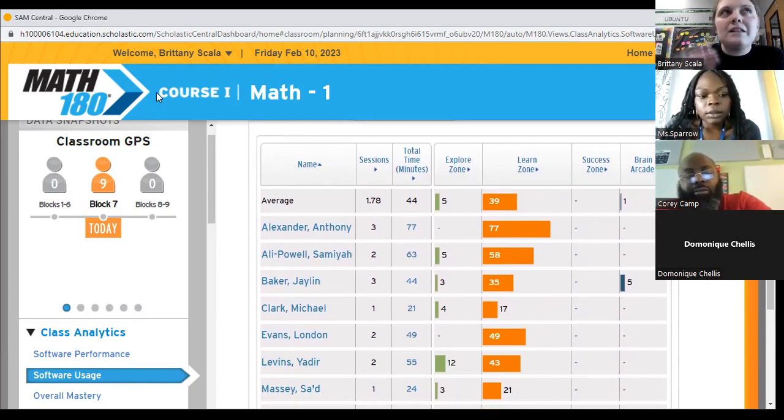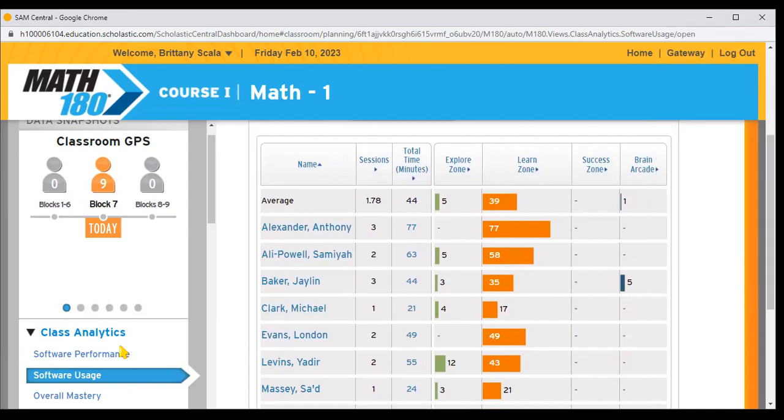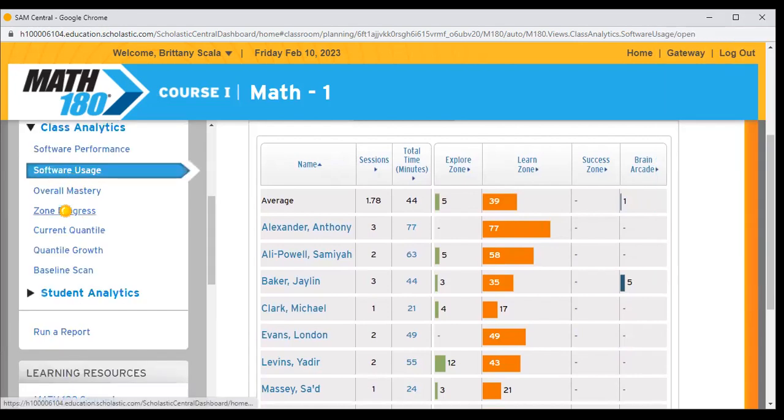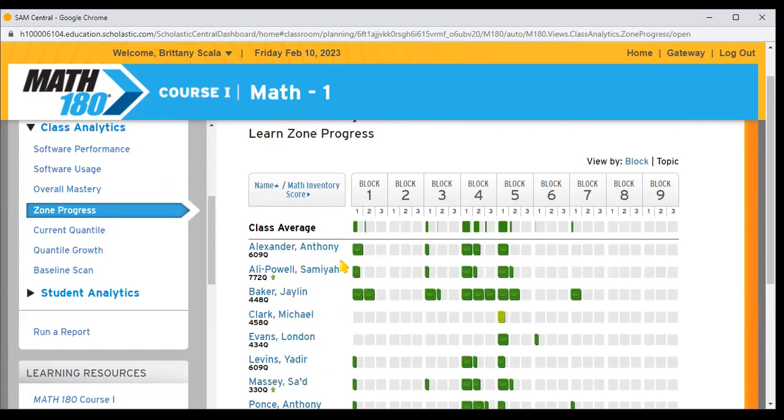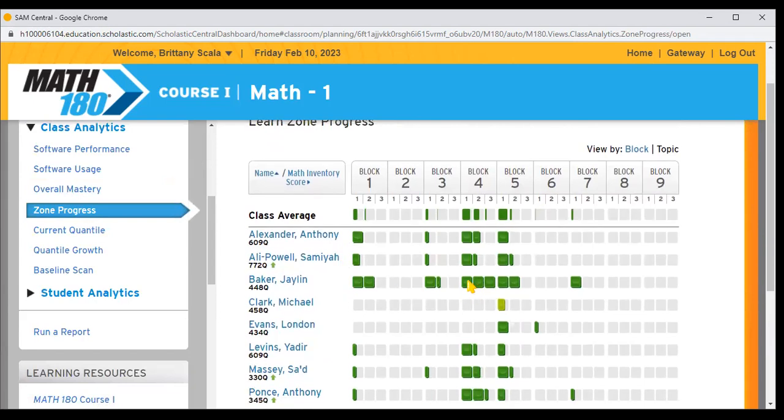Oh, no problem. And then the other thing is that you can see their progress on the zone. So I'm really proud of my kids this year. This is the slowest, the class that's taken the most time. They've really taken their time on these lessons. It's not always been this way.